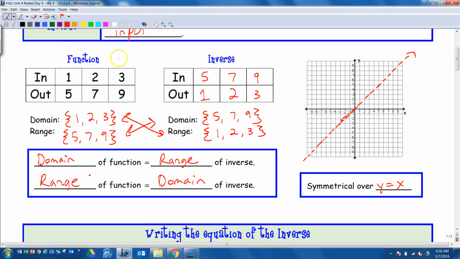if we take these points, I'll do the function in blue. So 1, 5, 2, 7, and then 3, 9. And then I do the other one, the inverse in green, 5, 1, 7, 2, 9, 3. You can see that these points have flipped over this line y equals x.